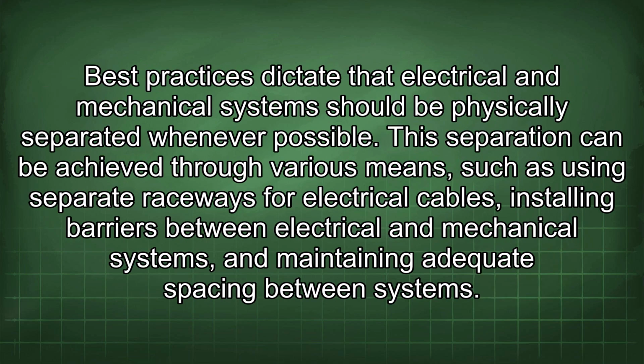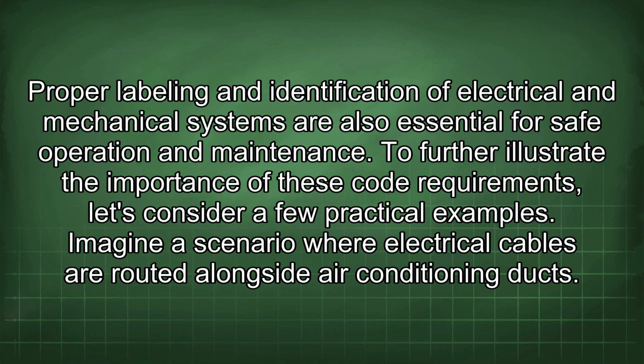Best practices dictate that electrical and mechanical systems should be physically separated whenever possible. This separation can be achieved through various means, such as using separate raceways for electrical cables, installing barriers between electrical and mechanical systems, and maintaining adequate spacing between systems. Proper labeling and identification of electrical and mechanical systems are also essential for safe operation and maintenance. To further illustrate the importance of these code requirements, let's consider a few practical examples.